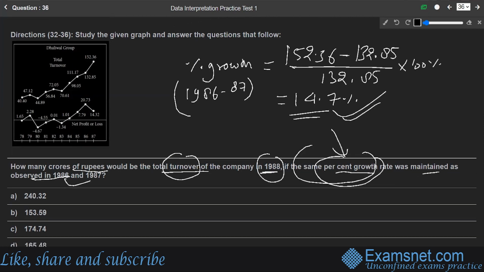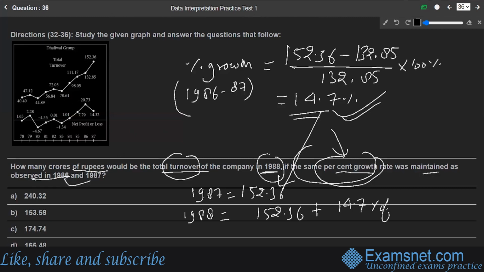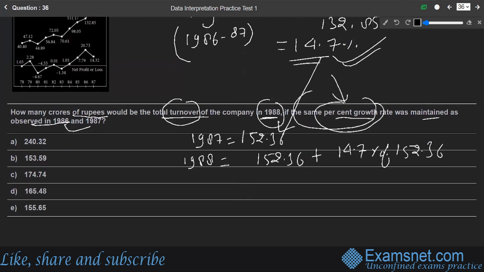So let us see the value at 87. In 1987 the turnover value was 152.36. So in 1988 the turnover value should be 14.7% more than this value. That is 152.36 plus 14.7% of 152.36. This will be the total turnover value in 1988 as per the question. If you calculate, this comes out to be 174.74. So that is the increased turnover in 1988 at the rate of 14.7%. This is available in option C, which becomes the right answer.